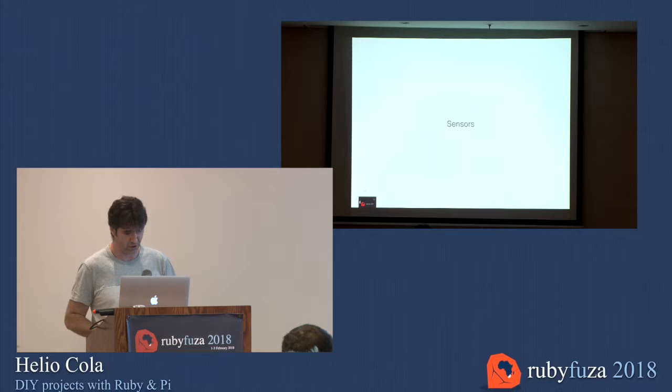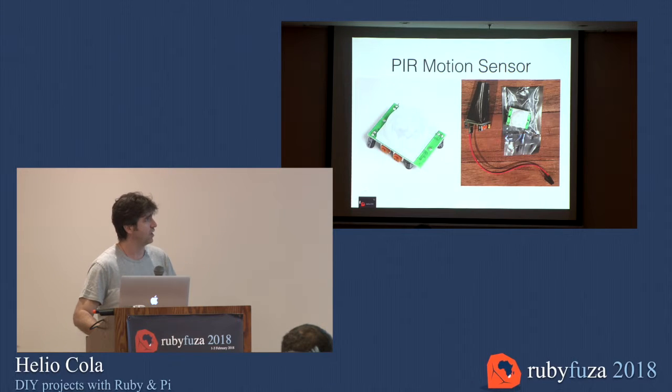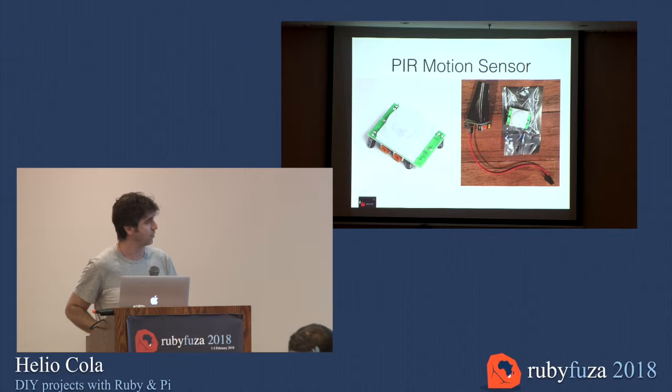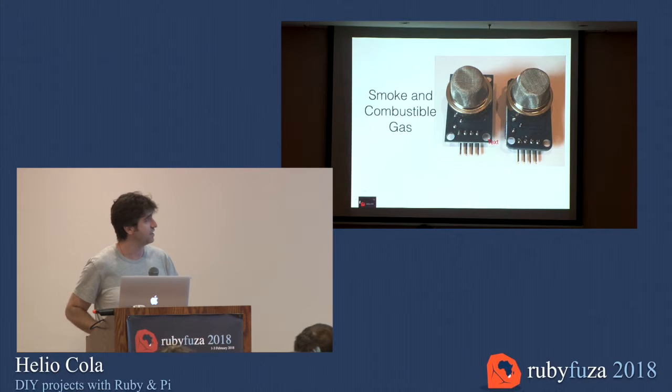All right, so let's get going. Sensors. This is an infrared motion sensor. I'm just going to go through these because there's a lot of stuff, just so you guys get a sense of what these things are that I keep poking around with from time to time. These are smoke and combustible gas.